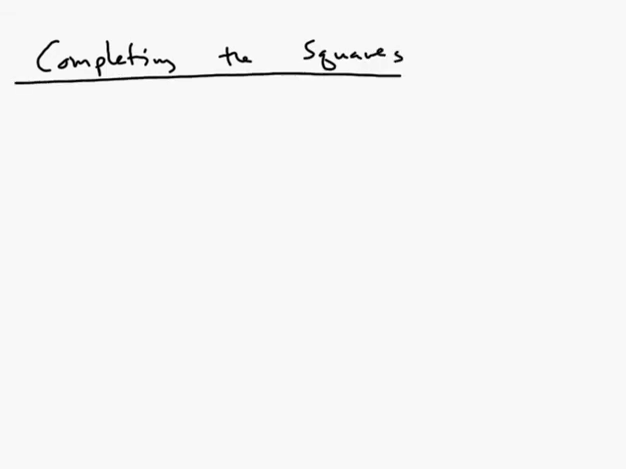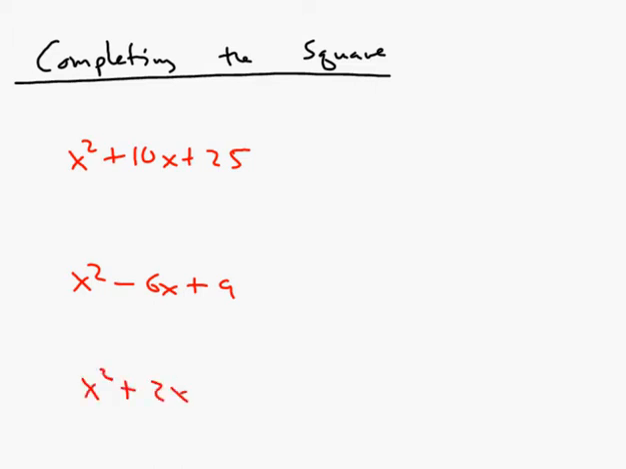So what I'd like to discuss with you is something called completing the square. Nope, just square. Sorry. All right. What's special about these polynomials? So let's consider this one, that one, and that one. So the question is, what's special about these?